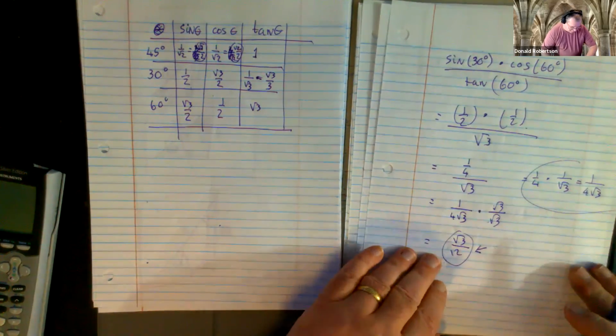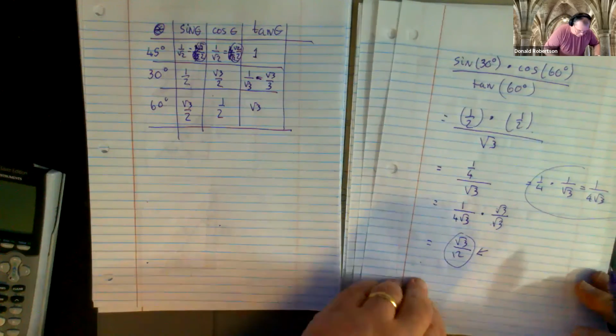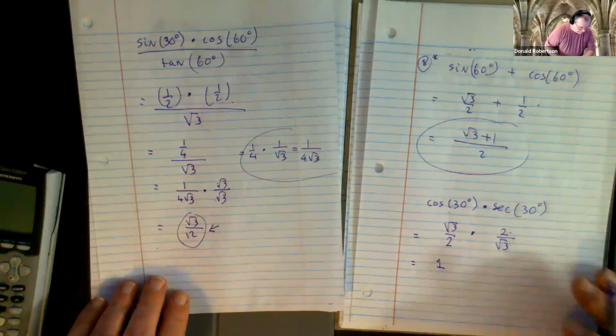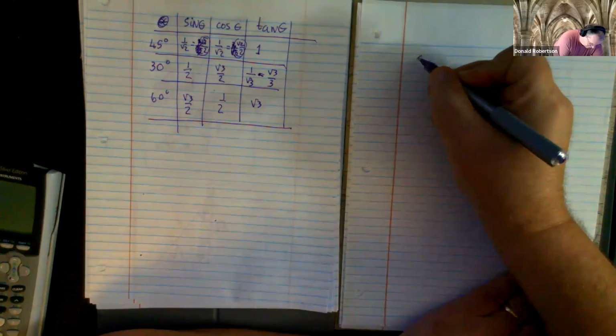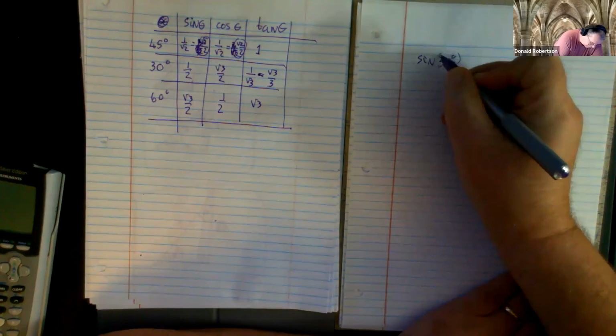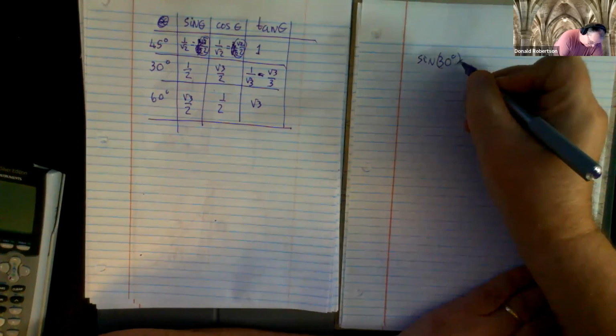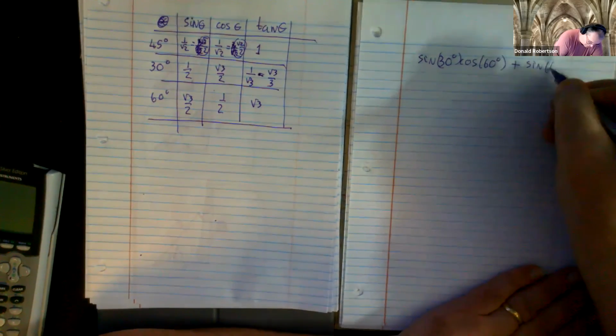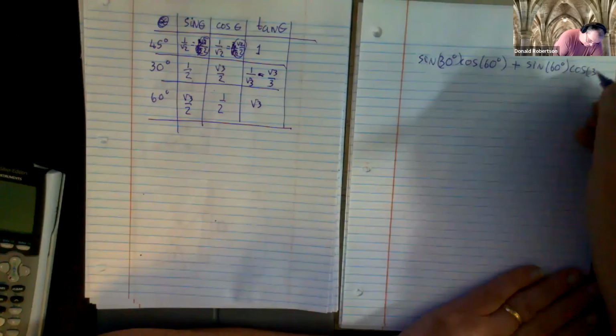And for the last question for today, keep that table handy. The sine of 30 degrees times the cosine of 60 degrees, plus the sine of 60 degrees times the cosine of 30 degrees.